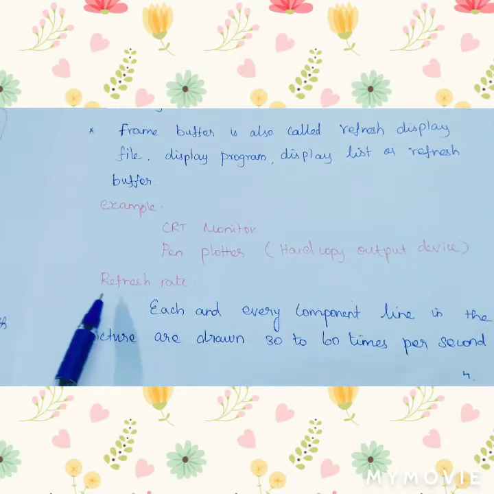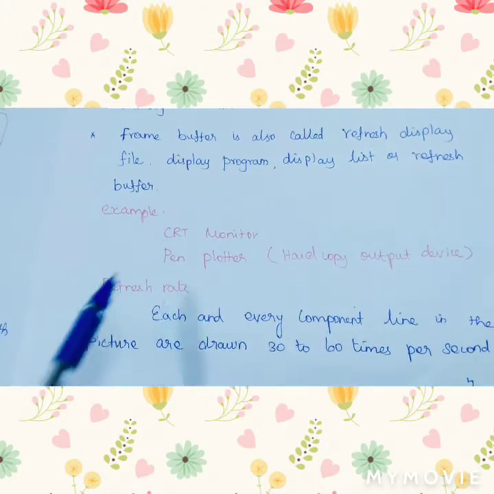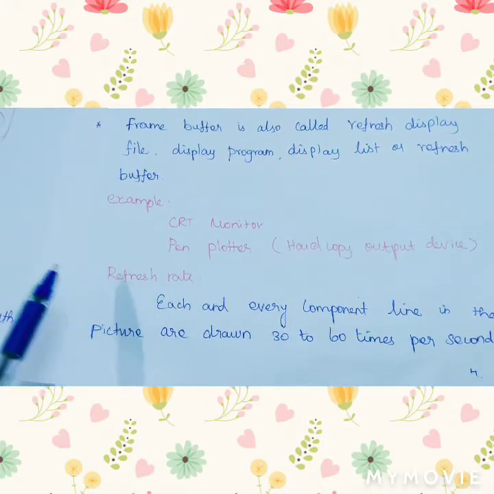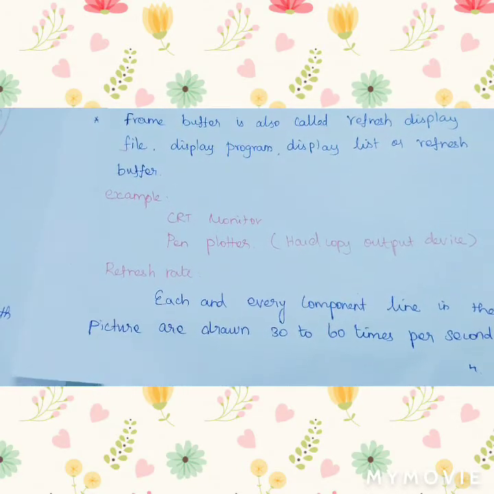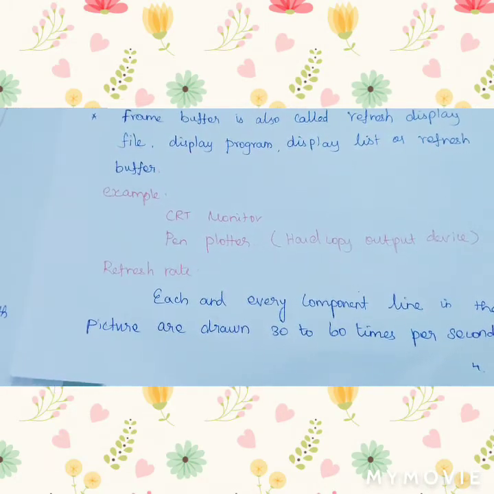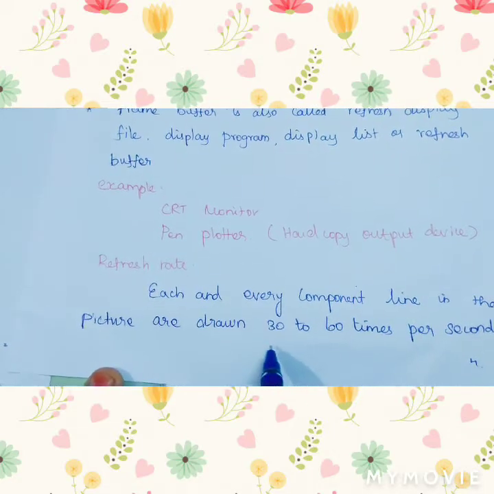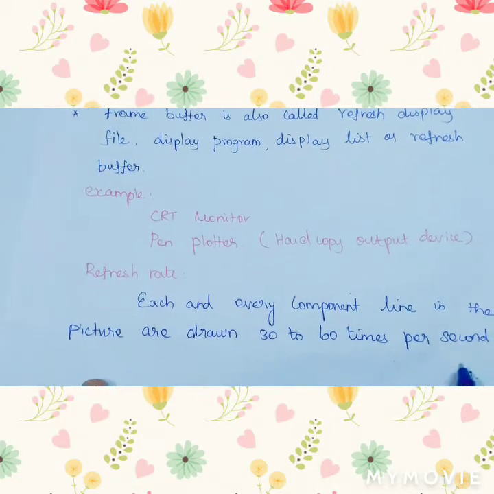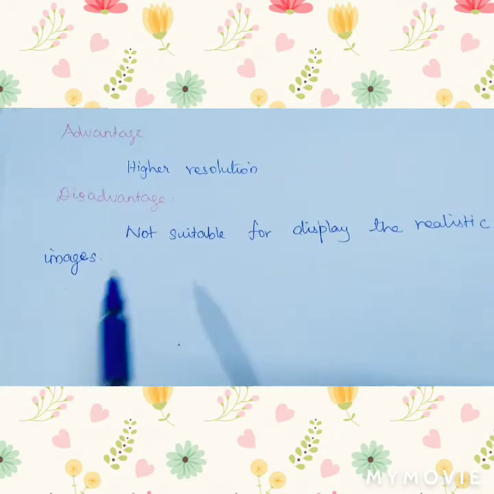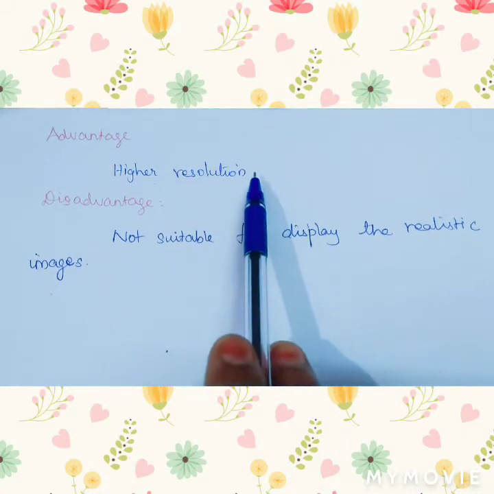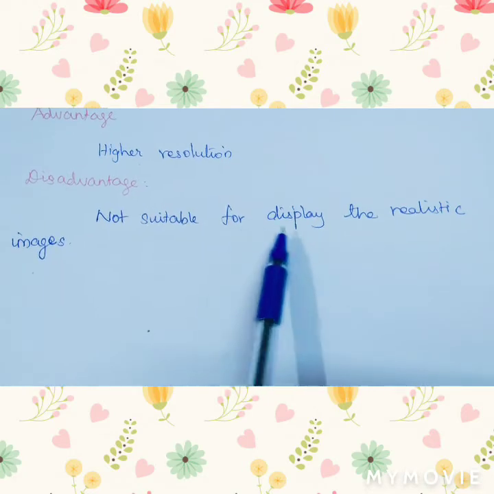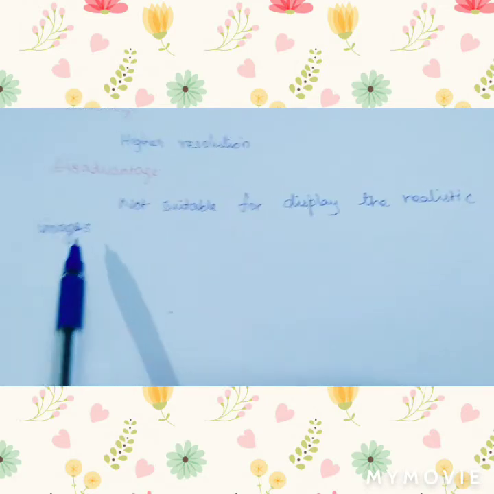Refresh rate: I already told what is meant by refresh rate. It simply represents the total number of frames processed per second. Here in raster scan display, it takes 60 to 80 times per second. But in random scan display, it takes 30 to 60 times per second. Next, the advantage of random scan display is that it has a higher resolution, and the disadvantage is that it is not suitable for displaying realistic images. Thank you.